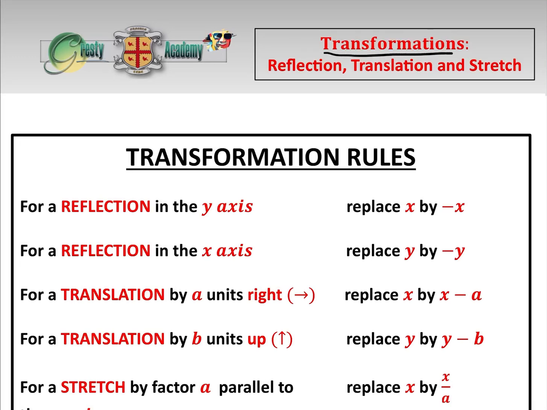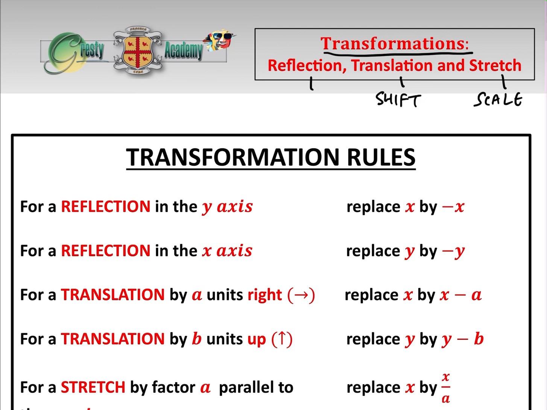So today we're going to be doing transformations, and the three we're going to be looking at are reflection, translation and stretch. We're not going to be looking at rotation today. We'll do that in a subsequent video. Just as a matter of interest, another word for translation is shift, and another word for stretch is scale, just in case people do use the other words.